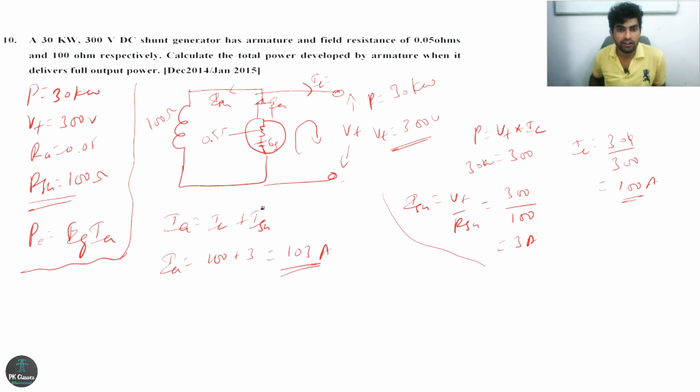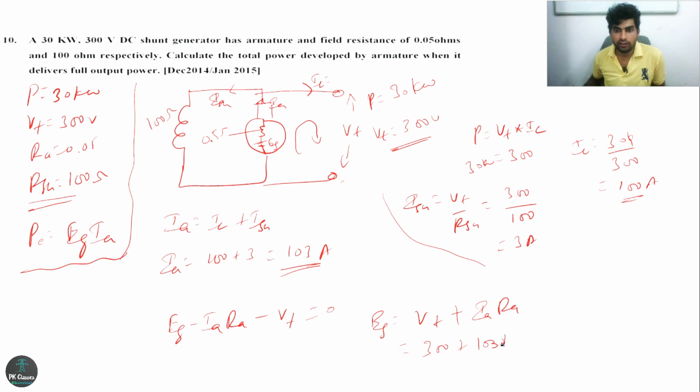Now we need to calculate EG. I'll apply KVL over here. EG minus IA RA minus VT is equal to 0. So EG is equal to VT plus IA RA. VT is 300 plus IA, which is 103, into RA, which is 0.05. EG is equal to 305.15 volts. Use a calculator.